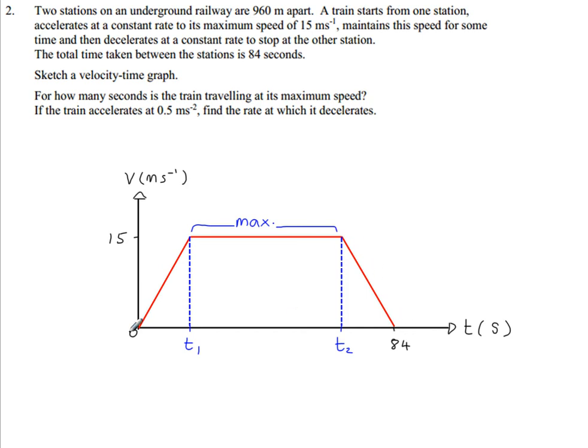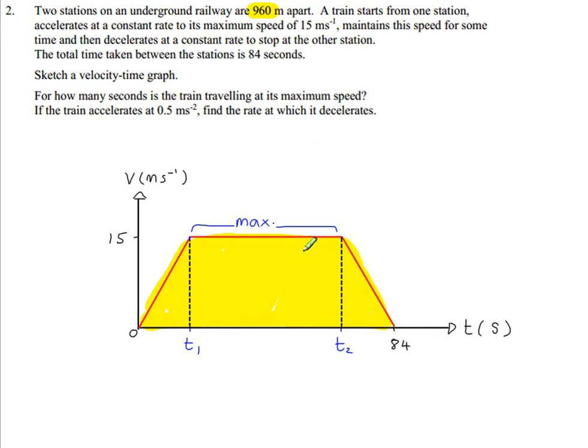The total time for the journey is 84 seconds, but we don't know what these values are. We don't know the time here or the time here. We do know that the area under a velocity time graph gives the displacement. So the displacement, or the distance between the two stations, is 960.